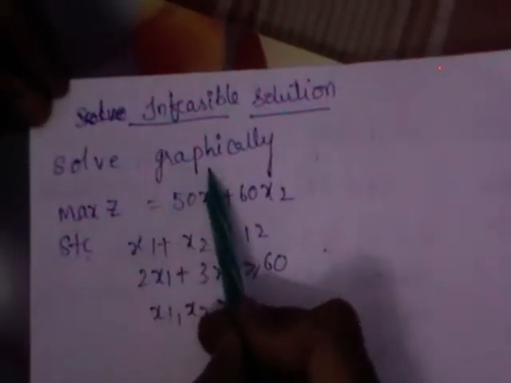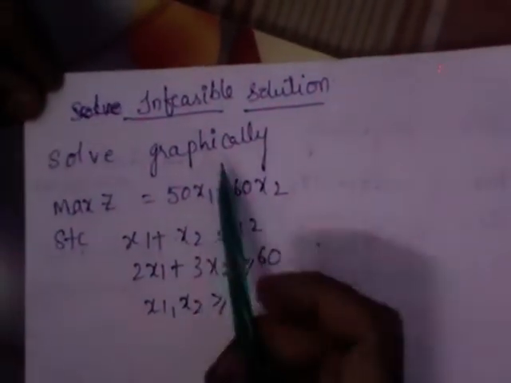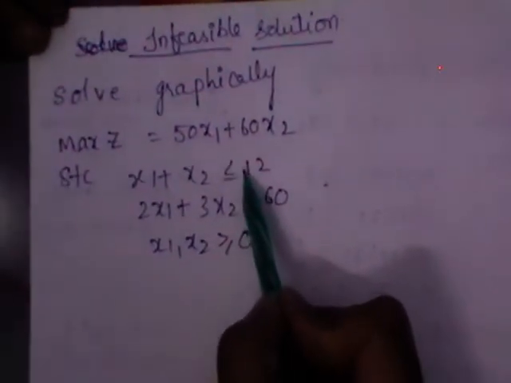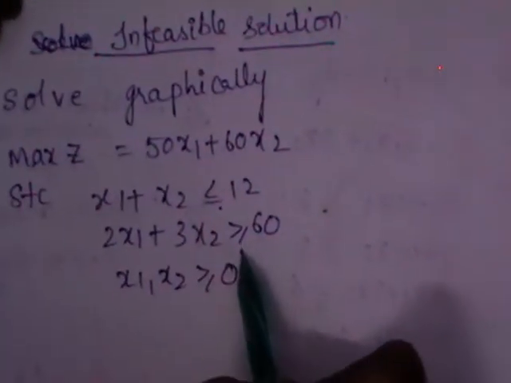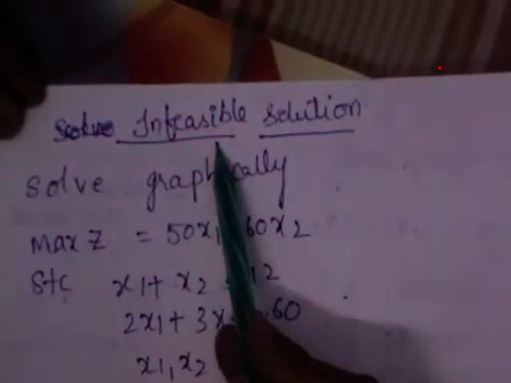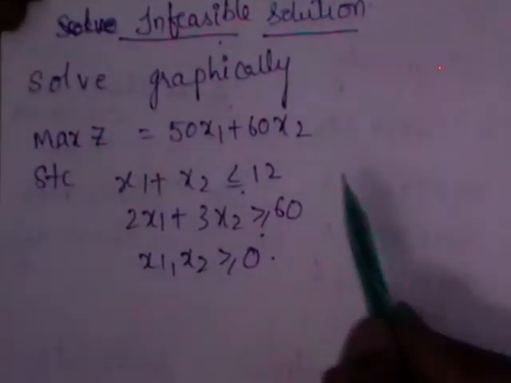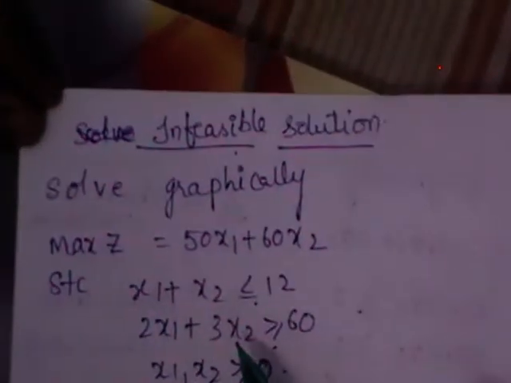Let us solve another LPP where we have a combination of constraints with both less than and greater than. Also, it indicates an infeasible solution. So, let us see what is an infeasible solution first.